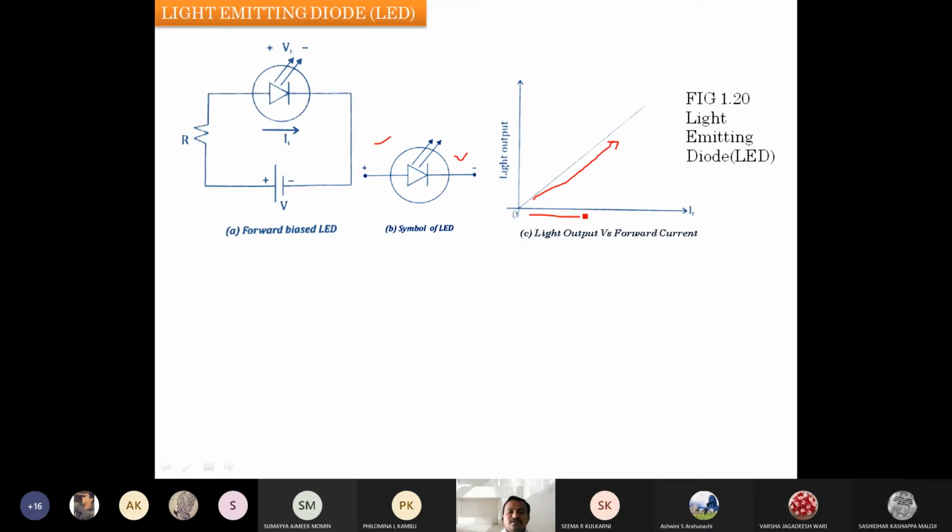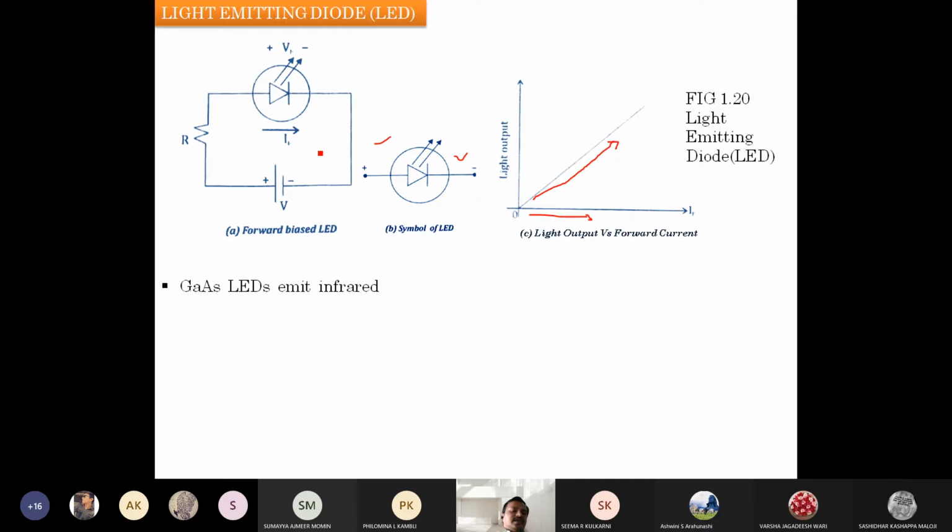So, this is the graph that illustrates light output versus input forward current. Why is the name forward current? Because whatever current there is in the circuit in forward bias condition is a forward current. In the reverse bias, the reverse current is going to flow.